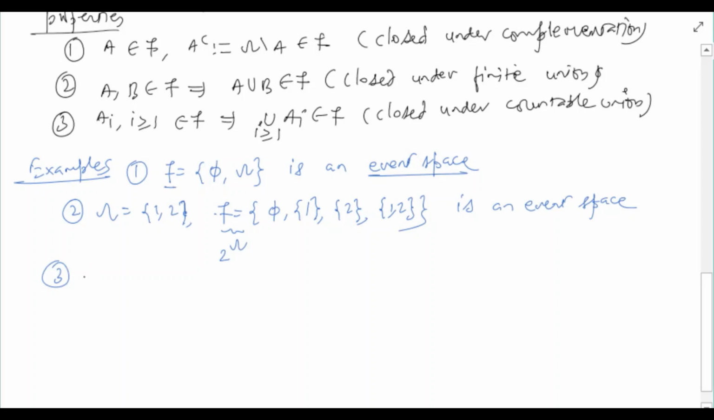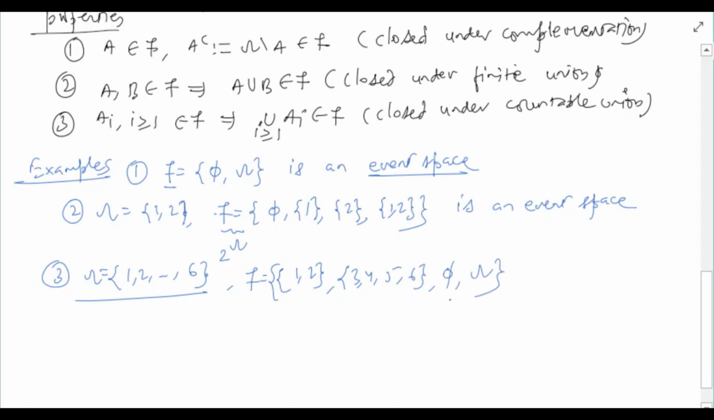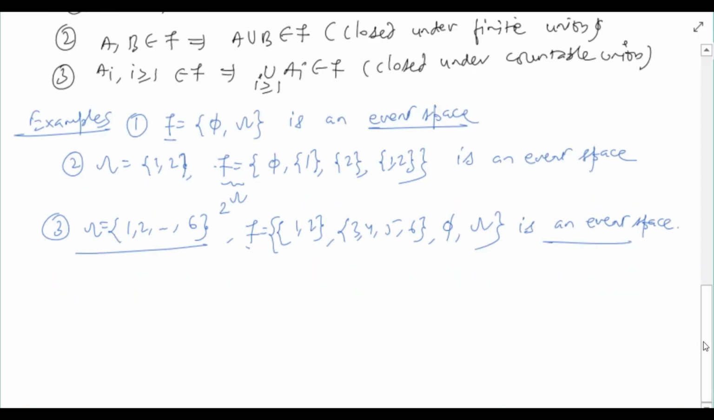Similarly, if omega is {1 to 6}, the collection {1, 2}, {3, 4, 5, 6}, empty set, and capital omega, this is an event space. Again, it can be checked that this script F satisfies all the three properties mentioned above.